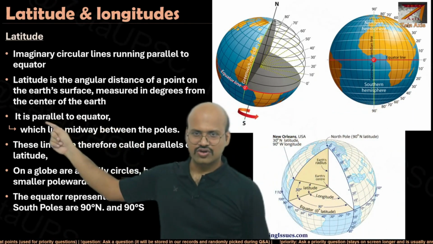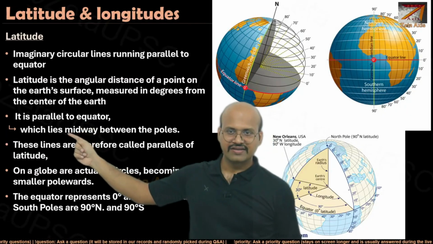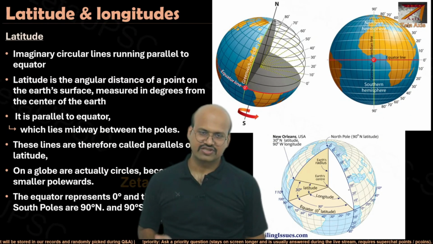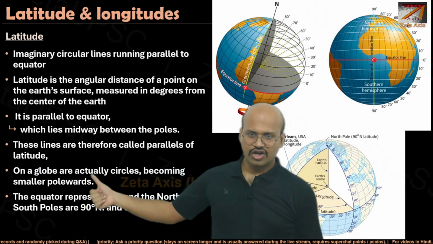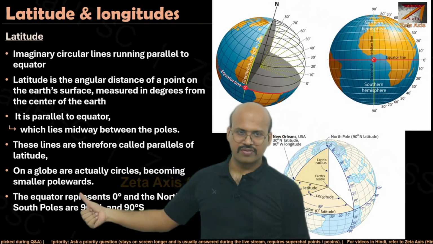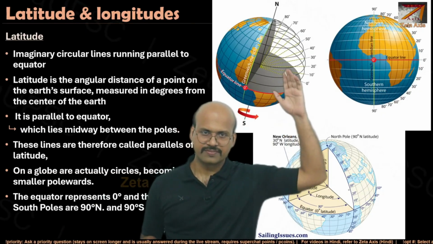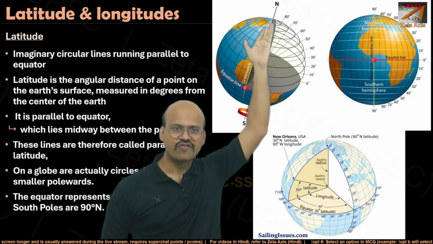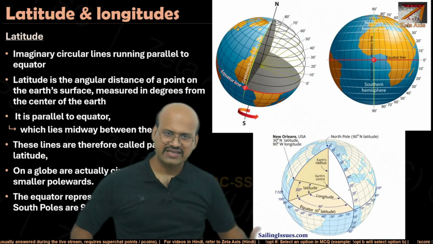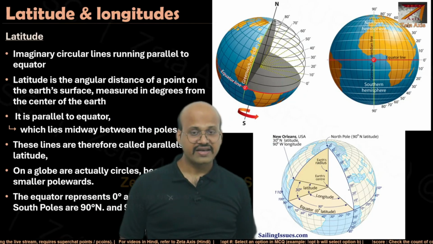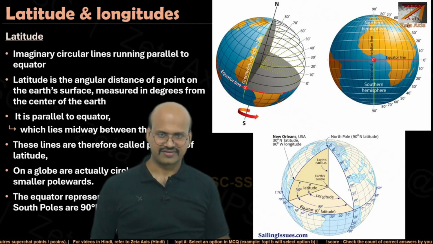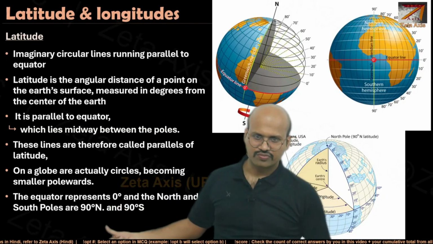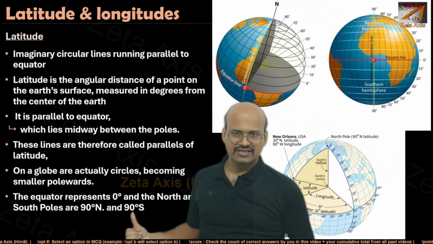These lines are parallel to the equator, which lies midway between the poles. So the equator lies midway between both the poles, that is the North Pole and South Pole. On a globe, they are actually circles becoming smaller polewards. If you see these globes, they are circles, but their diameter decreases as you move away from the equator. Remember, the equator has the highest diameter among the latitudes, and the pole, the 90 degree, has 0 radius. The equator represents 0 degree, and the North and South Pole are 90 degree north and 90 degree south respectively.